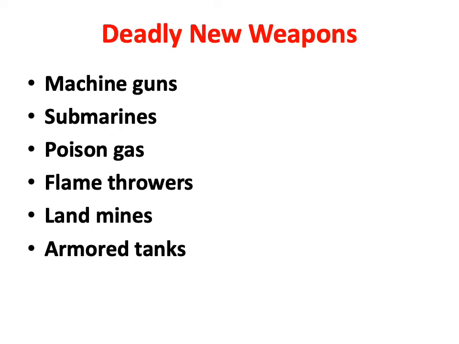Now, the death toll was made much worse by the new weapons, the new technologies. And I'll show you some photos of these as we move along here. We had machine guns. In the United States, they were developed right at the end of the Civil War, really didn't have much impact in the U.S. Civil War. But now they're even faster and more deadly, and all sides have them. Submarines, poison gas, flamethrowers, landmines, armored tanks, and there are others, but these are the major ones.